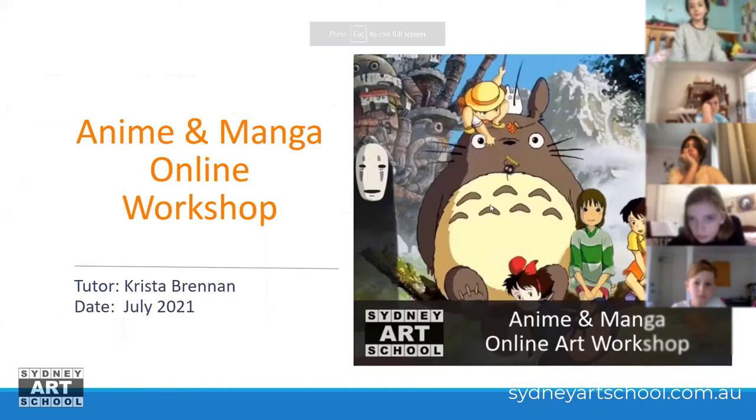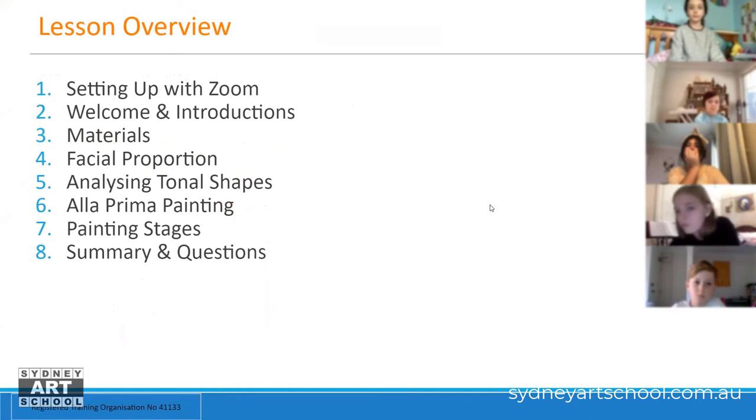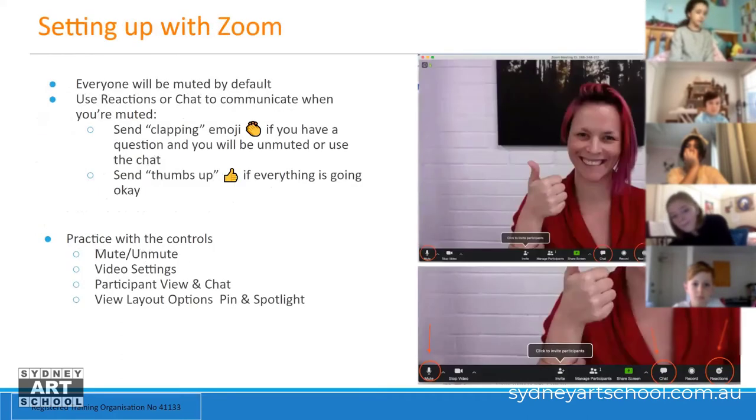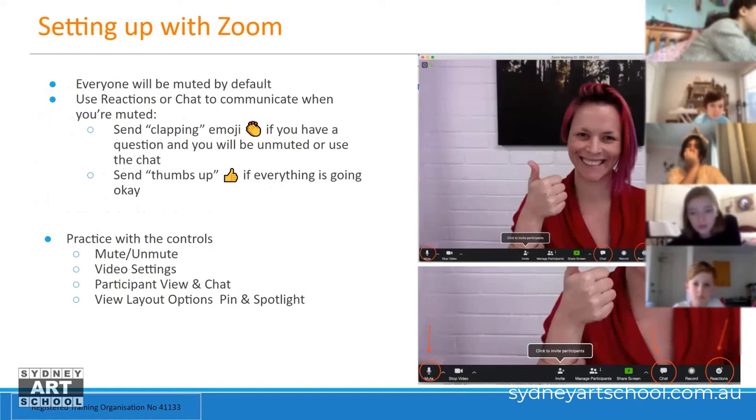Okay, so this is us. We're doing the anime and manga online workshop. We've got two sessions running today, a morning session and an afternoon session. I'm not sure if you're all coming back for the afternoon session. I think we've got 14 people this morning and then 10 people this afternoon. So some of you will only be here for this morning. But what we'll do is we'll just go through. First off, setting up Zoom, and then we'll talk a little bit about what we're going to do today. If you have a look at lesson number five, or element number five, facial proportion, that's what we're focusing mostly on this morning: drawing faces. And then this afternoon, we'll get into drawing the full figures.